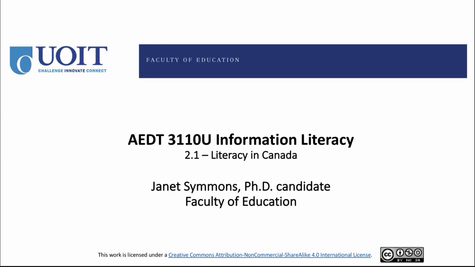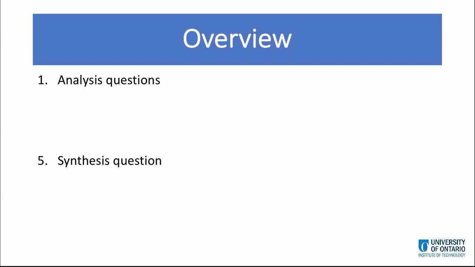In the last module, we were introduced to the ACRL's framework, which comprises 6 components. In this module, we will look at various types of literacies, but first we need to gain some understanding of literacy in Canada. As always, we will begin with the analysis questions and end with the synthesis questions.